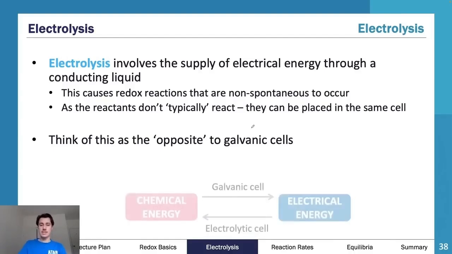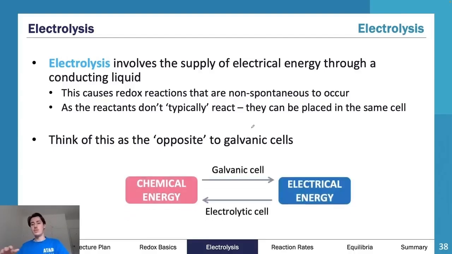So think of this as the opposite to galvanic cells. So we have chemical energy to electrical energy. That is our galvanic cells. We're now going to convert electrical energy back into chemical energy. That's electrolytic cells.